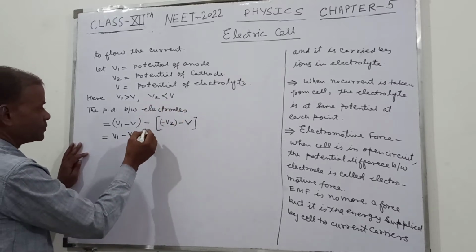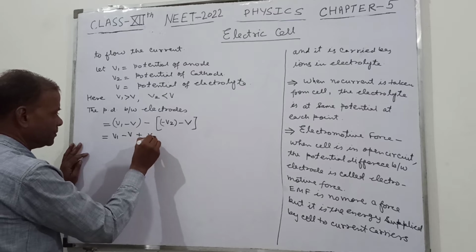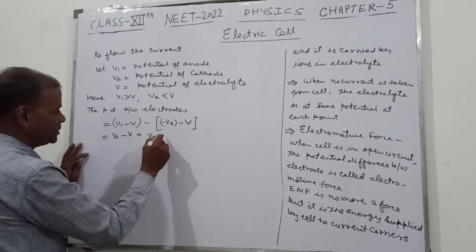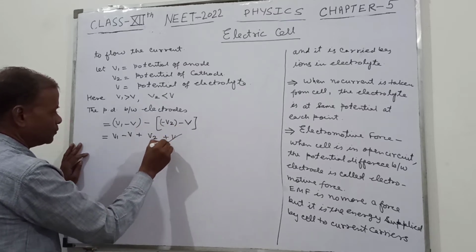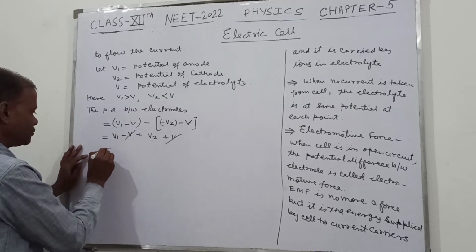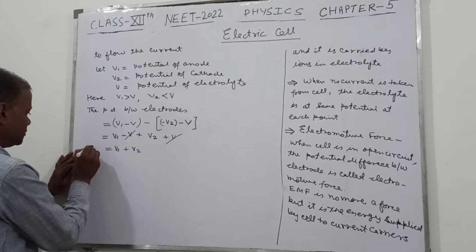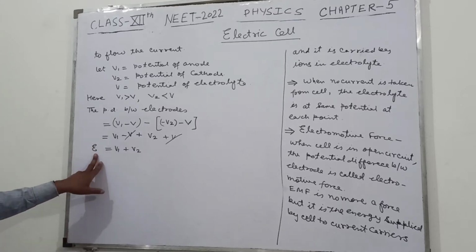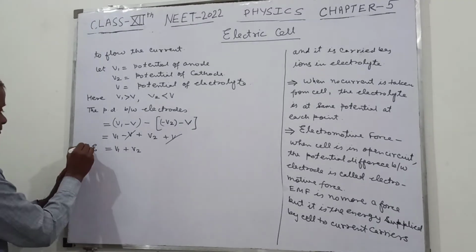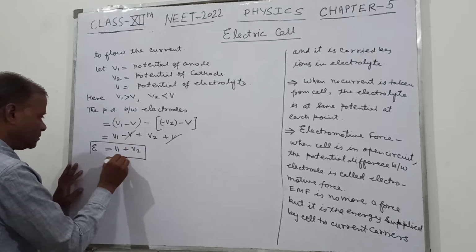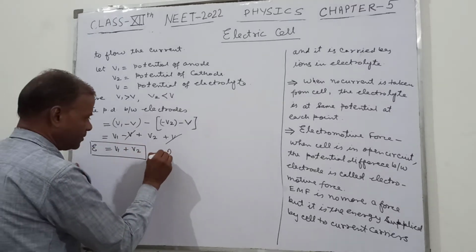Then this is the minus minus, this will now plus B2, and this is now your plus B. So plus B and minus B will cancel. So we will have this B1 plus B2. This is now E. This is denoted by this one. This is the EMF.